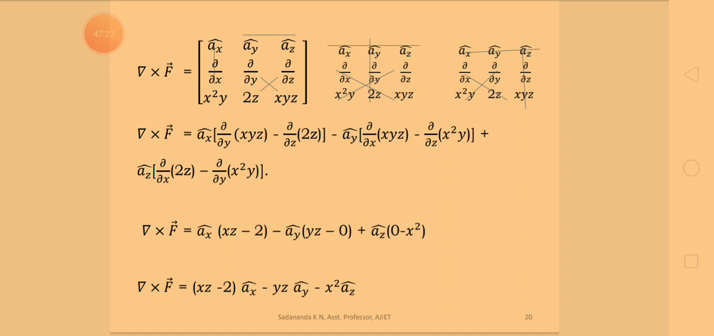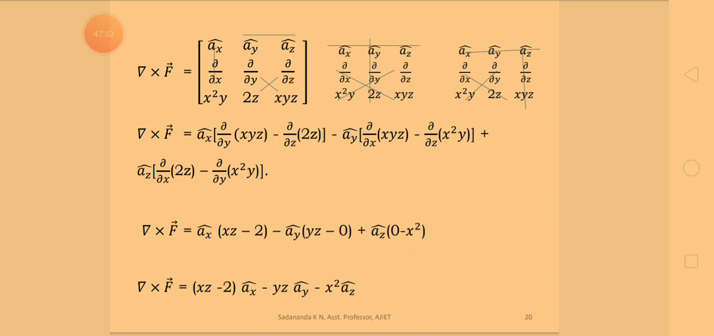Close bracket, plus the third one is again a plus term, az cap, open bracket. You can go for the third matrix. There I have put the first row and the last column. You are not supposed to consider it, because that unit vector is considered outside the bracket. So az cap, open bracket. Now you multiply ∂/∂x of 2z and ∂/∂y of x square y. Please remember, it is cross multiplication in this operation.